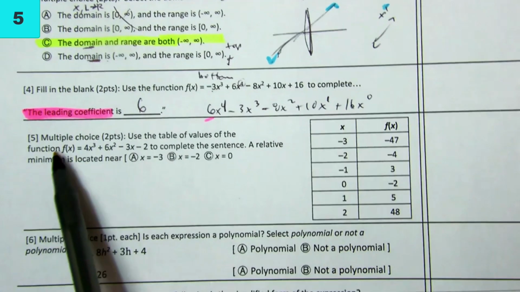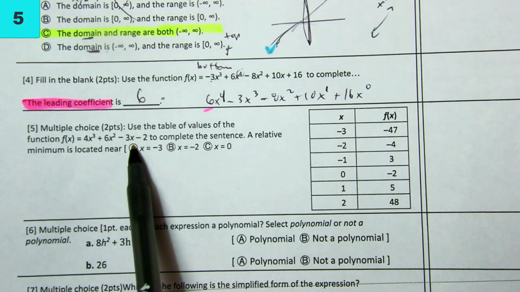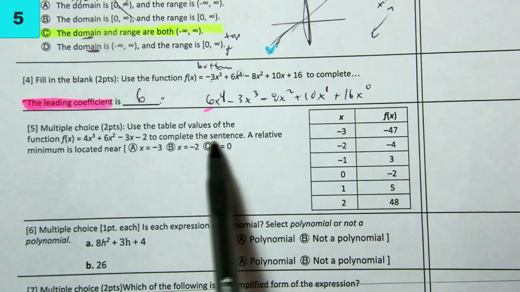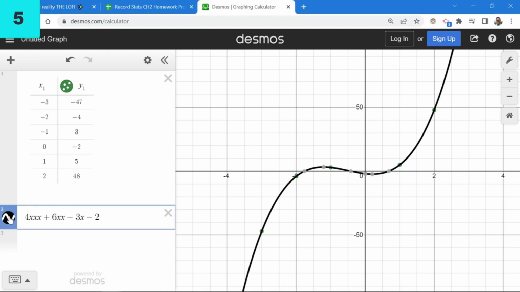Question number 5, multiple choice. Use the table of values for the function. So they've given me this function, and a relative minimum is located near. In this question, I just graphed the ordered pairs using Desmos. I didn't allow you guys to use Desmos, so you're just graphing this really quickly. And of course, you couldn't do this function by one. You see the line.